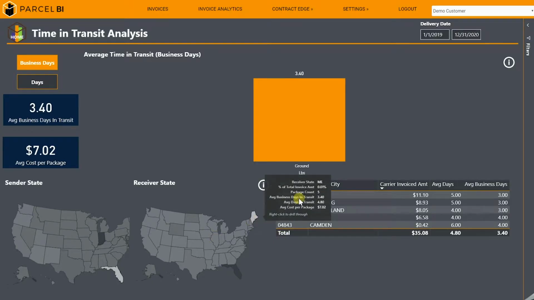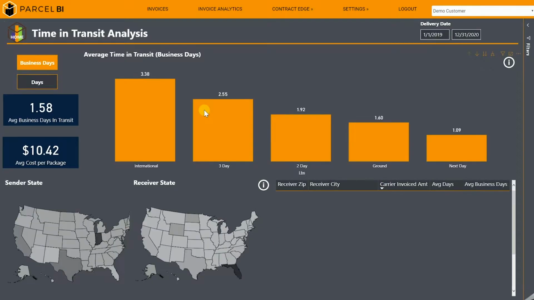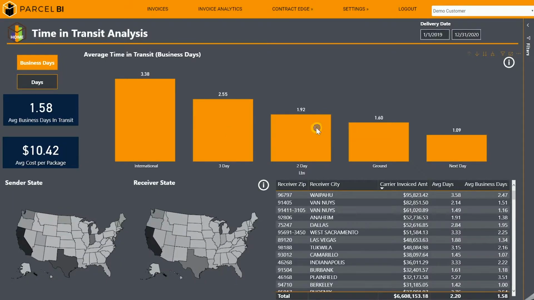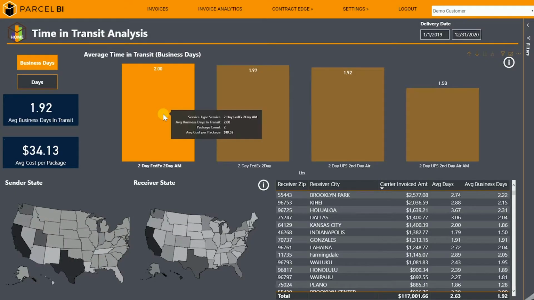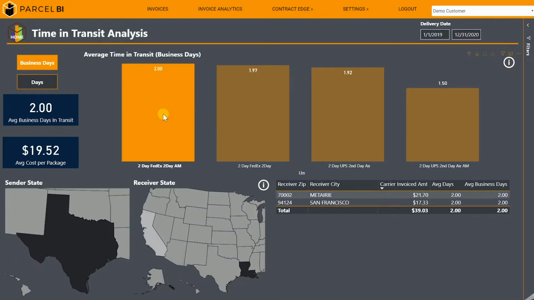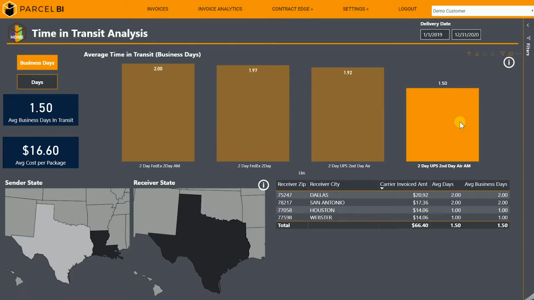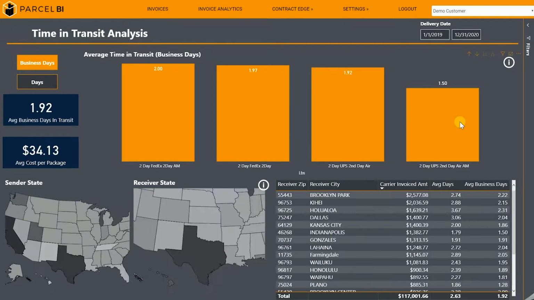So you can identify the markets and the cities and the customers where you have the most packages going to and may be experiencing some delays in shipment or maybe overpaying for certain shipments. So for example, you can see where you're using second day AM delivery, where you may actually be getting the same delivery performance out of a more cost-effective service.